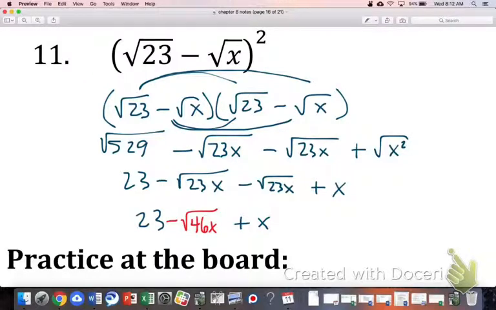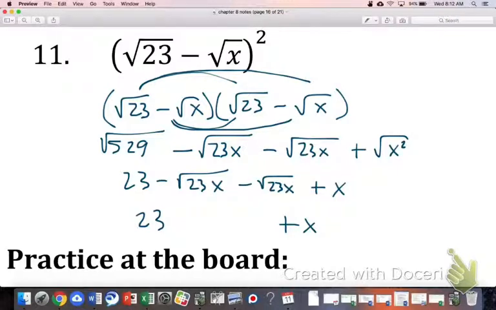Okay? So here's what I want you to realize, if maybe you wrote that, is that those two terms in the middle, aren't they definitely like terms? Yeah. So the radical, the variables, like everything is exactly the same, right?